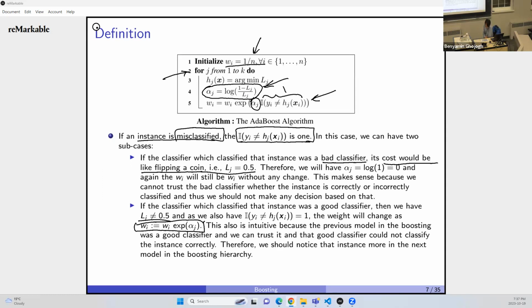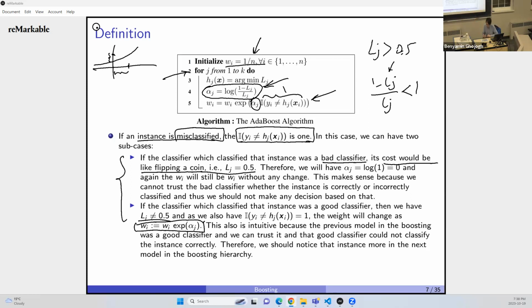Let's analyze it. We know that lj is greater than half. What happens to 1 minus lj over lj? It becomes less than 1, right? Am I right? So alpha j is here, between 0 and 1. Agreed? Do you agree that this part is greater than 1? Because e to the power 0 is 1. Agreed? So e to the power of alpha j is greater than 1. As a result, wi gets larger. Right? I'm changing the weight in a way that I increase the weight of the misclassified point.